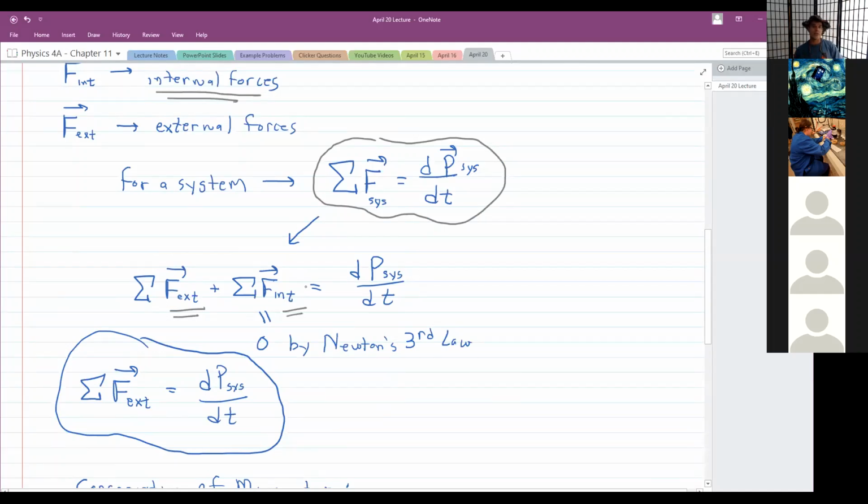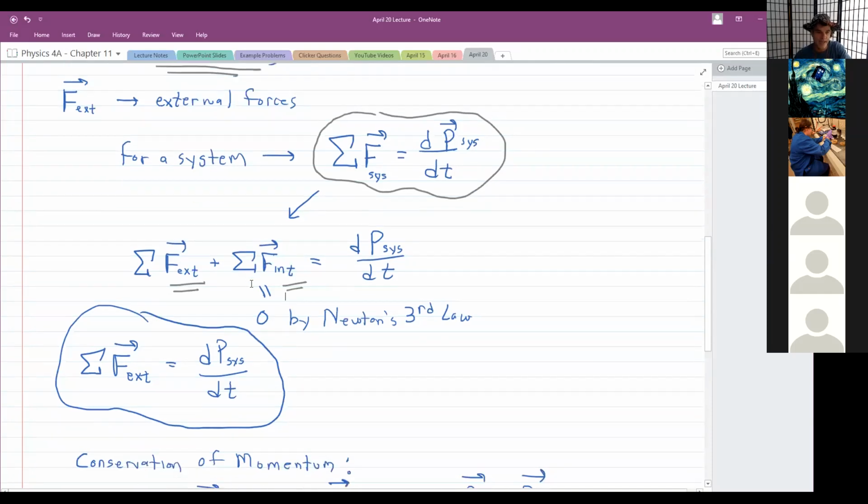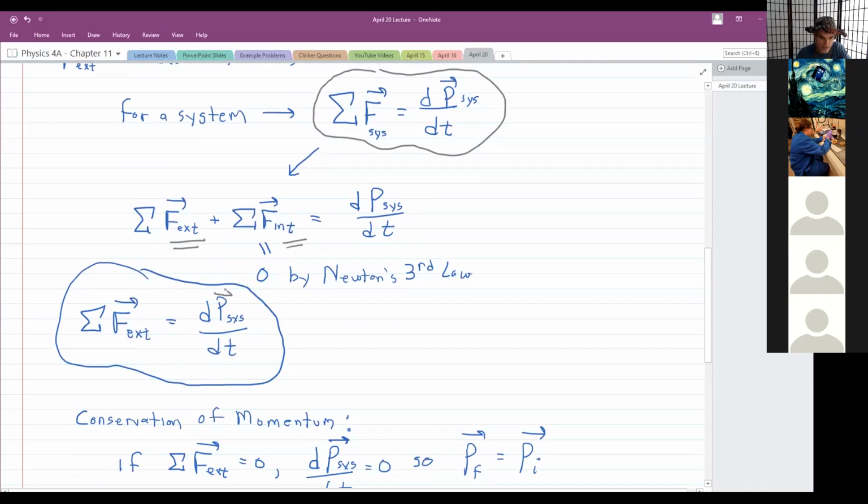And because of Newton's third law, if one object exerts a force on a second object, that second object exerts the exact same force on the first, in the exact opposite direction, which means by Newton's third law the sum of the internal forces always has to be 0. So I can completely ignore this sum of the internal forces. And what I get is the sum of all the external forces acting on a system, I add them all up, and that equals the total change in momentum of the system.